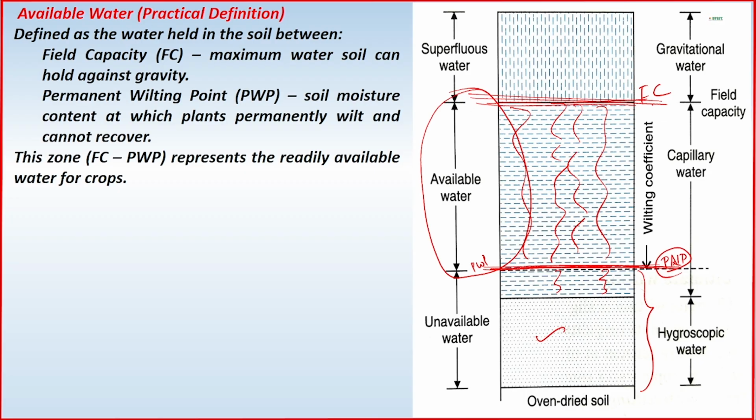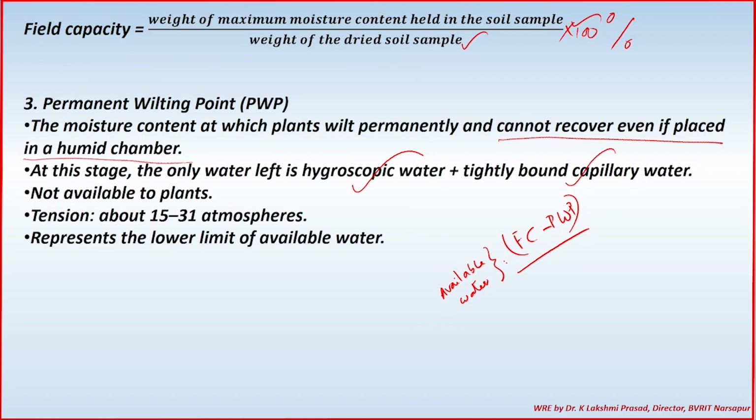So that is what you need to understand. That's why the moisture level should always be above it in order to keep the crop alive and the plant from dying. The moisture content should be somewhere in this region. Please don't forget that. It is hygroscopic water plus tightly bound capillary water. That capillary water is not available to the plant, so there is no water available to the roots. So naturally the plant will die. This is what we want to say.